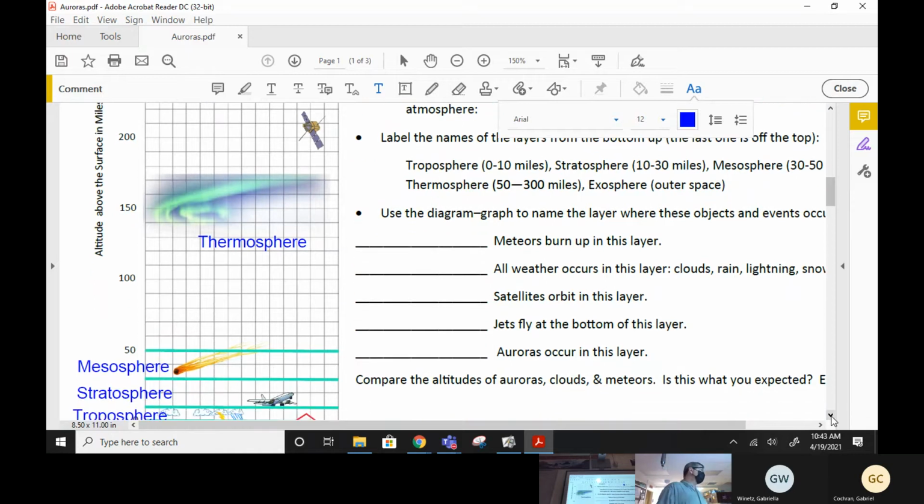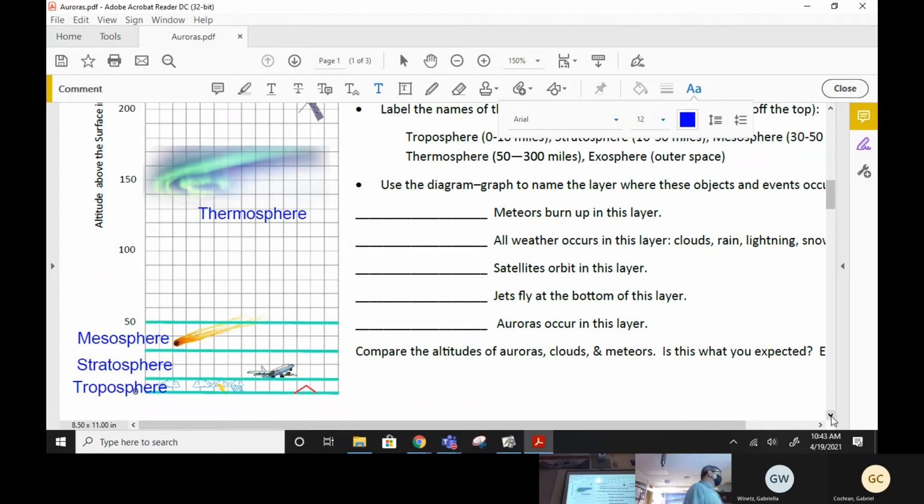And then you've got some questions to answer. I just want you to use the diagram or graph, depending on how you think of it, to answer those questions. Name the layer, first of all, name the layer where meteors burn up. Then name the layer where we find weather. Weather does not occur throughout the entire atmosphere, only in one layer. Are there actually clouds and rain and fog and lightning and snowstorms? Only in one layer. Name that layer.